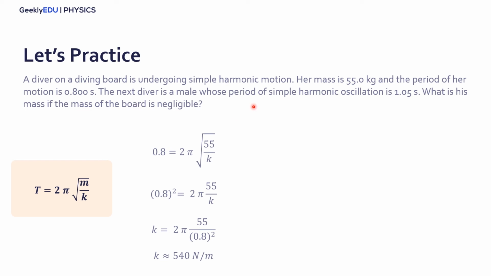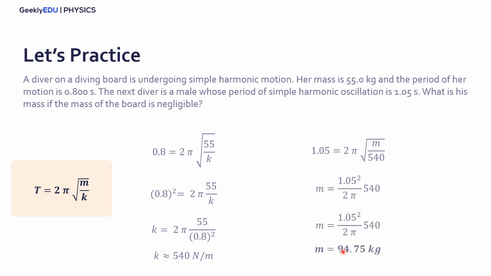We change to the male diver now, the second one, who is probably heavier because the period is actually greater. So now we can calculate the mass. Just add the values here, and we have a mass of 94.75 kilograms, which is heavier than the mass of the first diver. You can notice by the period of motion: the faster it is, it means that the mass is lower, actually.